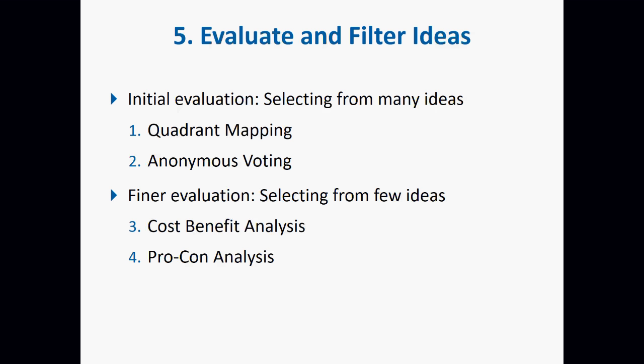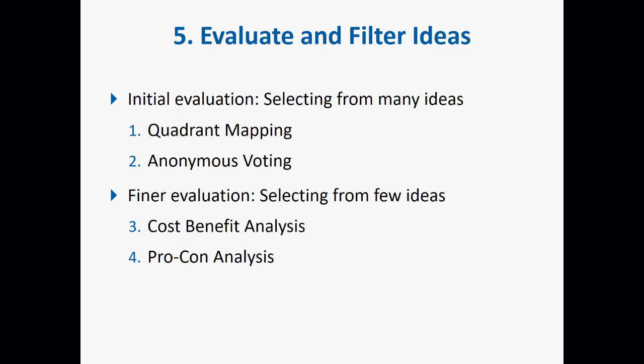There are two ways. If there are many ideas, say 1000 ideas or 500 ideas, then techniques like quadrant mapping and anonymous voting are of use. If the ideas are very few and you have to select one or two from them, then detailed techniques like pro-con analysis, cost-benefit analysis can be used. So they are more detail oriented.